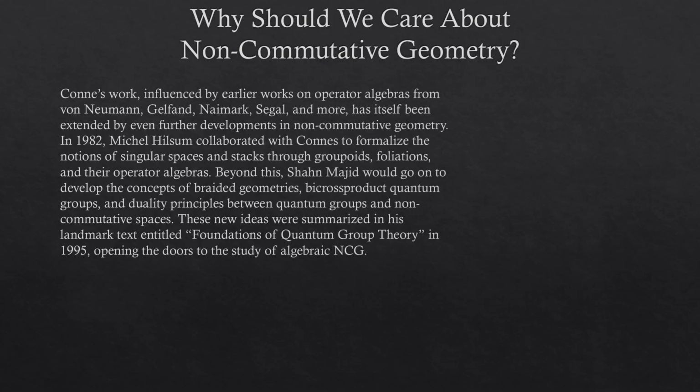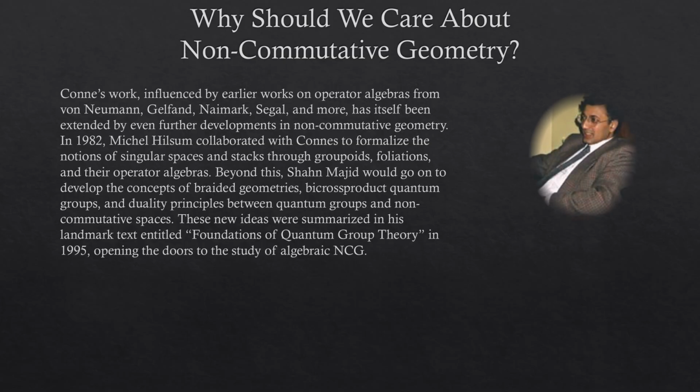Connes' work, influenced by earlier works on operator algebras from von Neumann, Gelfand, Naimark, Segal, and more, has itself been extended by even further developments in non-commutative geometry. In 1982, Michel Hilsum collaborated with Connes to formalize the notions of singular spaces and stacks through groupoids, foliations, and their operator algebras. Beyond this, however, Shahn Majid would go on to develop the concepts of braided geometries by cross-product quantum groups and duality principles between quantum groups and non-commutative spaces. These new ideas were summarized in his landmark text entitled Foundations of Quantum Group Theory in 1995, opening the doors to the study of algebraic non-commutative geometries.